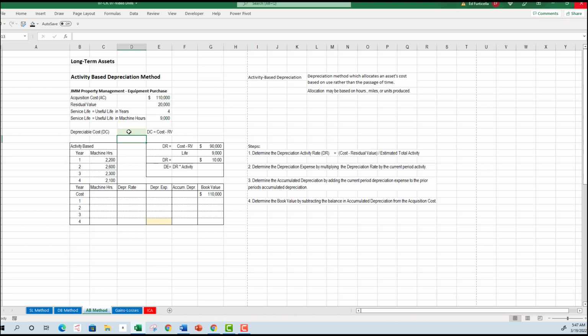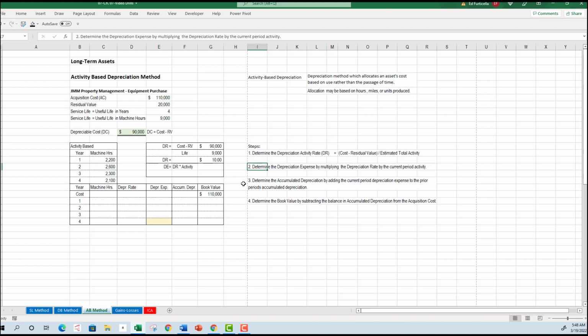To get the depreciation rate, or the activity rate, we determine the depreciable cost, which is $90,000. We divide it by 9,000 hours, and we get a depreciation activity rate of $10 per hour. To solve for depreciation expense for each year, we just take the machine hours used, multiply it by the rate, and we'll have the depreciation.